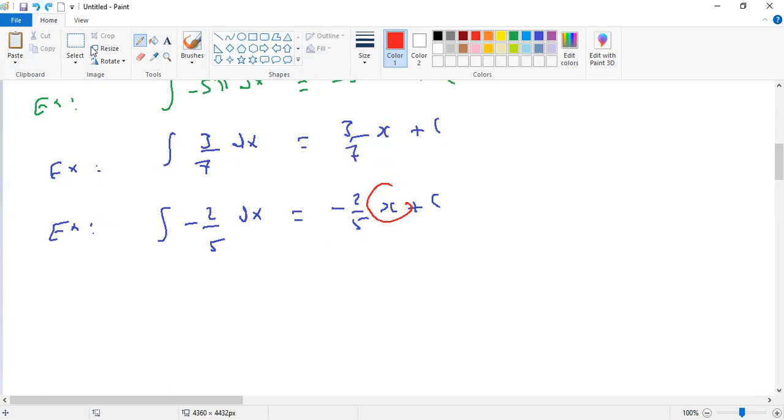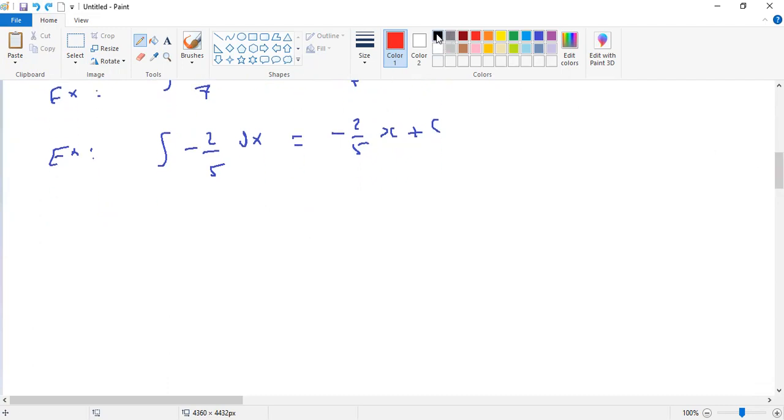Now, if we have n equal to -1, what do you mean? If I have the integral, see the rule, k x to the power -1 dx. The rule says n plus 1 over n plus 1. But with n = -1, n plus 1 would be 0, so we cannot divide by 0. So if n is -1, what is the answer?